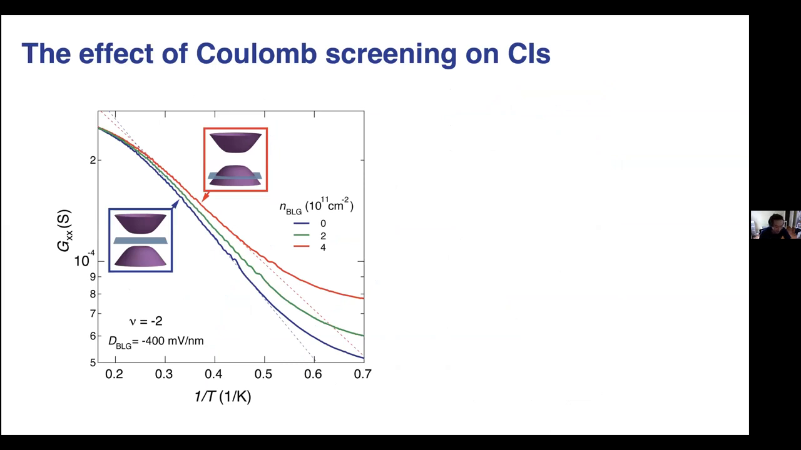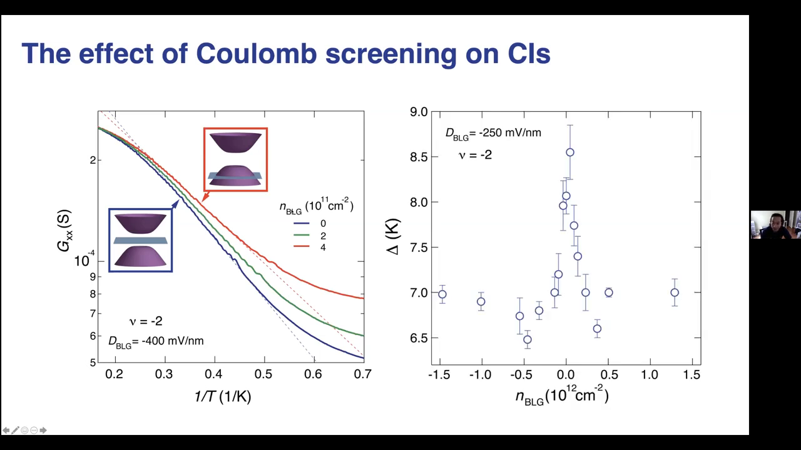So now we can start to look at the influence of changing carrier density in bilayer graphene on the insulating state. You can see that it has a very clear effect on the activated behavior within the correlated insulator. For nu equals negative 2, the slope of the Arrhenius plots, which corresponds to the energy gap of this correlated insulator, becomes smaller as we increase the carrier density in bilayer graphene. If we plot the energy gap as a function of bilayer graphene density, you can see that when bilayer graphene is insulating, there's a maximum in the energy gap, and then it decreases when we increase the density. And there's a minimum that appears near the band edge of the bilayer graphene. This is likely due to the large density of states near the Van Hove singularity of the bilayer graphene.